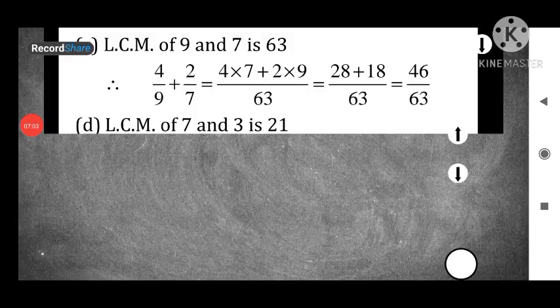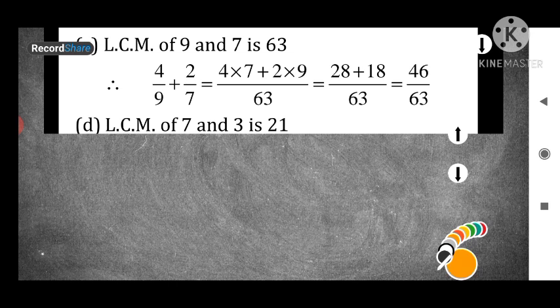Now question number C. Fraction was what? 4 upon 9 plus 2 upon 7. Now we have to find the LCM of 9 and 7. Now 9 and 7, they do not have any common factor, isn't it? So what will be the LCM? LCM will be their multiples. Means 9 7s are 63. So what is the LCM? 63 is our LCM.